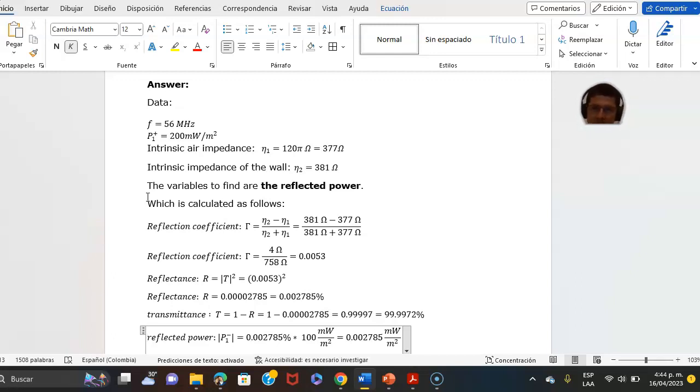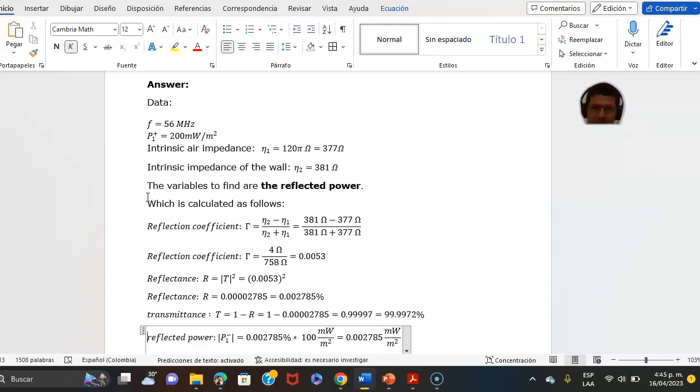Intrinsic air impedance N1 equal to 377 ohms. Intrinsic impedance of the wall N2 equal to 381 ohms. The variables to find are the reflected power, which is calculated as follows.